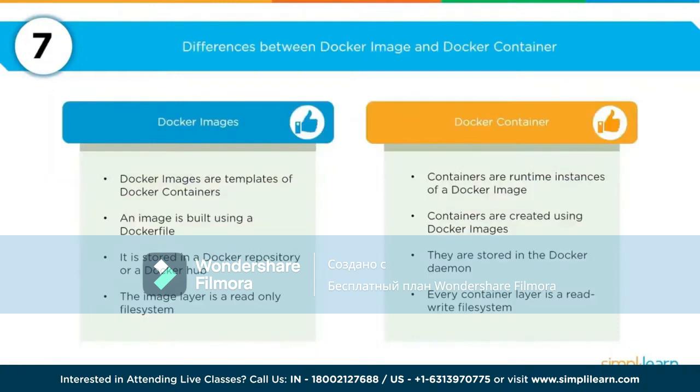So what are the differences between Docker image and Docker containers? Let's go through the Docker image. Docker images are templates of a Docker container. An image is built using a Docker file, and it stores that Docker file in a Docker repository or a Docker Hub, and you can use Docker Hub as an example. The image layer is a read-only file system. The Docker container is a collection of the runtime instances of a Docker image. Containers are created using Docker images, and they are stored in the Docker daemon, and every container is a read-write file system. So you can't replace the information, you can only append to it.